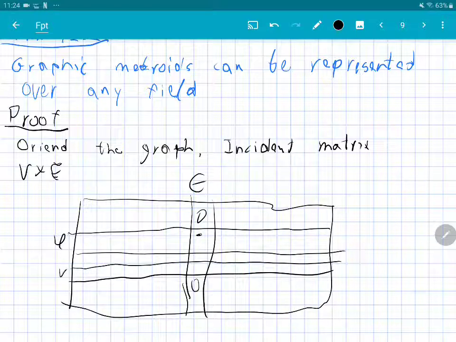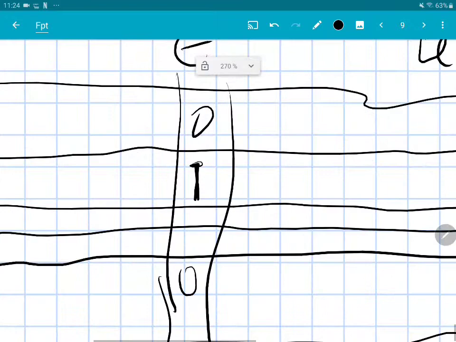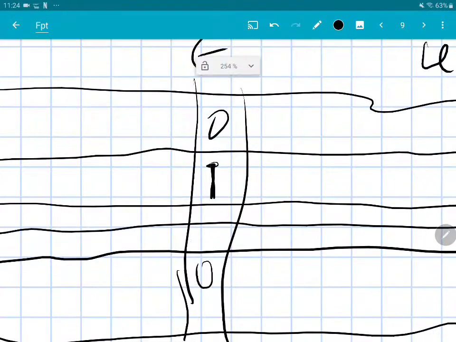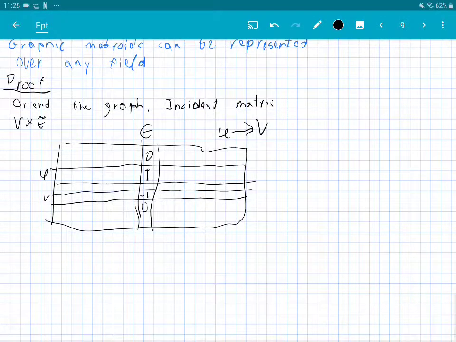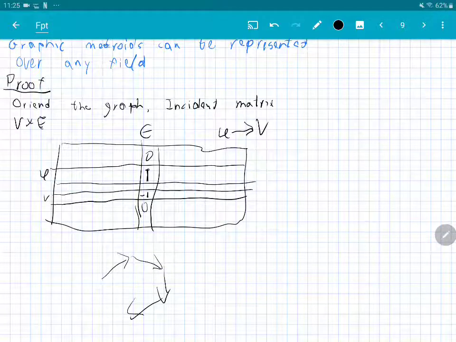We're looking at the edge from U to V because we orient them. If it leaves U, we put a 1 there, and if it enters V, we put -1. So every column has a 1 and a -1, and that's it. Now, the nice thing about this representation is that if you have a cycle in the graph, oriented in the right direction, then if we add up the columns that correspond to it, we get a 0 vector. Those vectors are dependent.